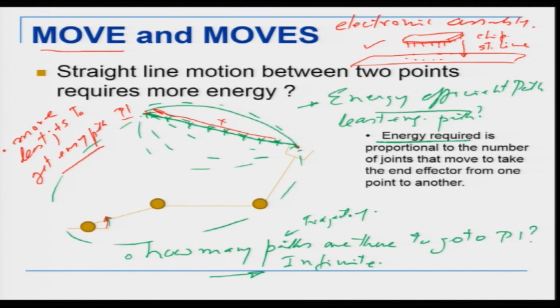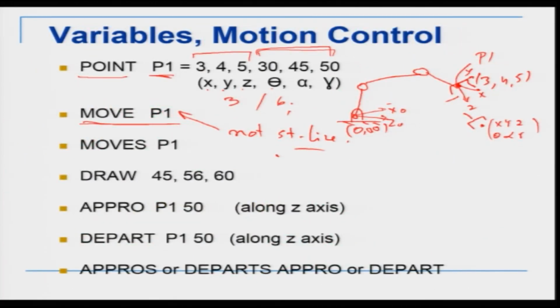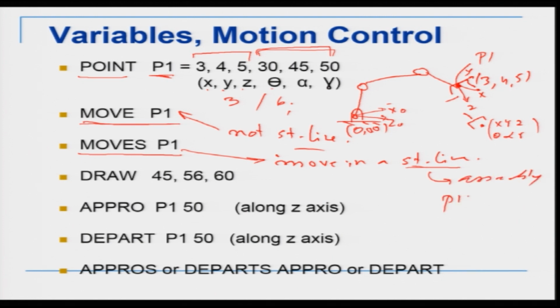So, if you want to move in a straight line, for example, during electronic assembly, then we use the command moves. So, this command basically means move in a straight line. Okay. So, there are two commands, move and moves. The move command essentially means move to the point P1, moves means move to the point P1, but in a straight line, and this is normally used for assembly, for pick and place.